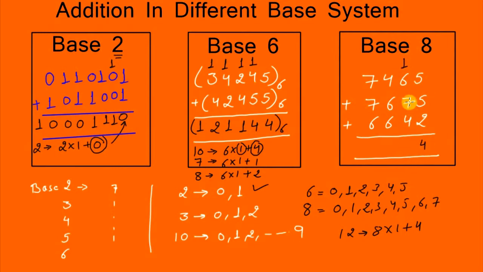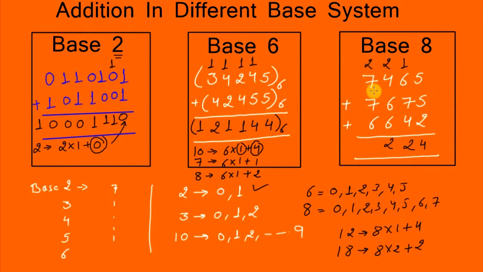Now how much do you have? 7, 14 plus 18. So we got 18 now. How do you write 18? 8 into 2 plus 2. So you will write 2 here, and 2 is the carry. Now how much did we get here? 6. So how much did we get? 18. 18 again. So 2 here.